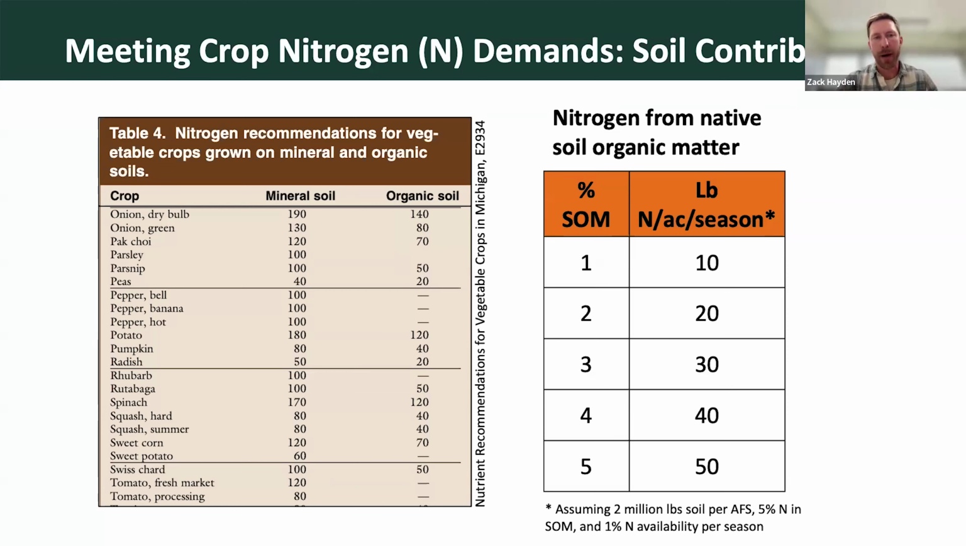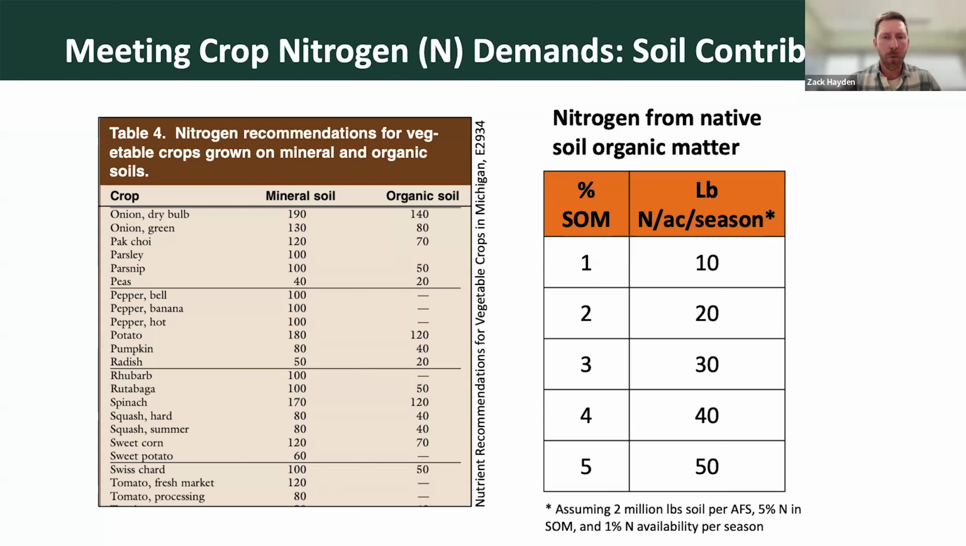An important thing to keep in mind is that these recommendations generally assume a normal amount of soil organic matter for your soil type. So if you're going to claim a credit from soil organic matter, I usually suggest claiming a credit for organic matter that's above typical values for your soil type. So for a sandy soil, claim a credit for a percent organic matter more than 2, let's say. For heavier soils, maybe more than 4.